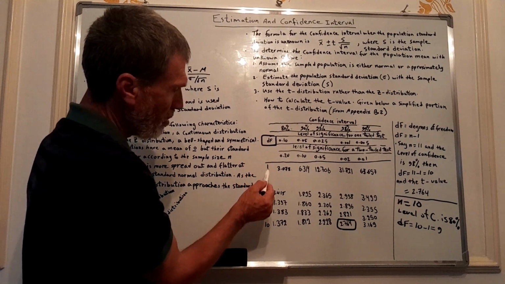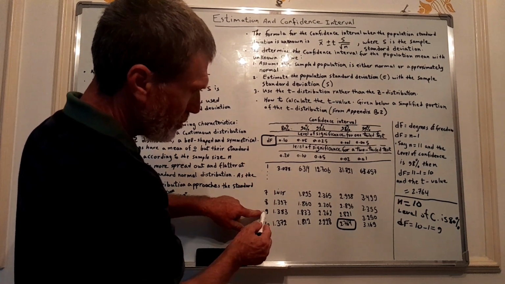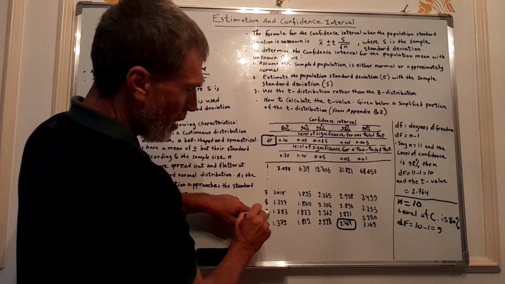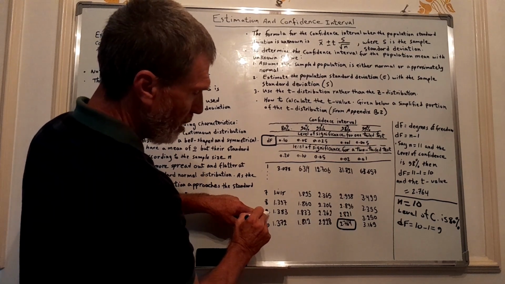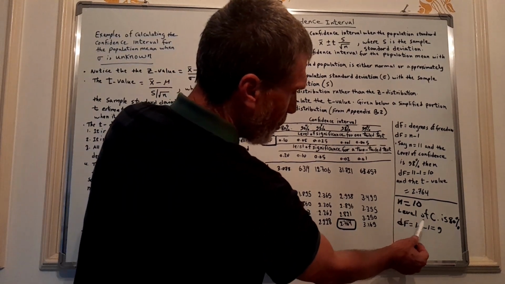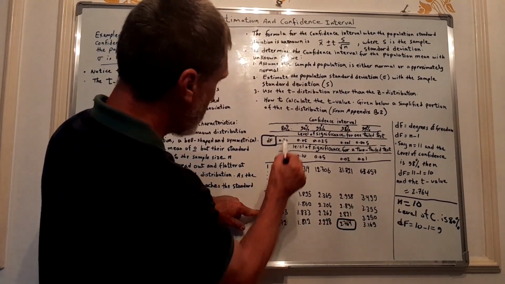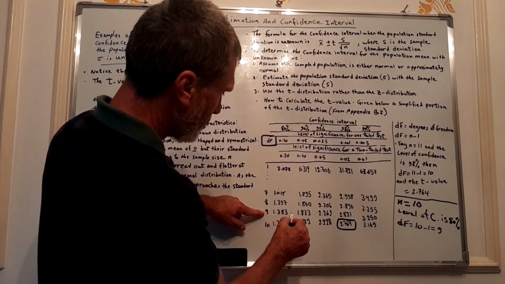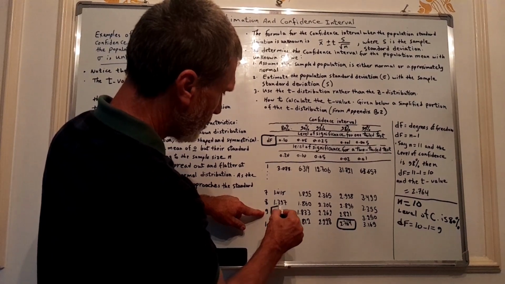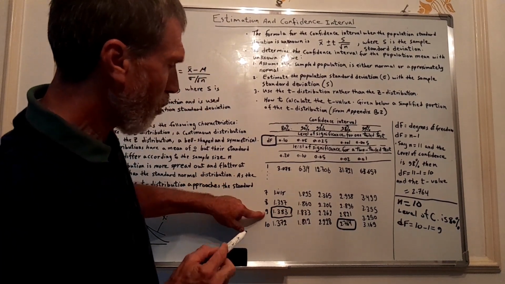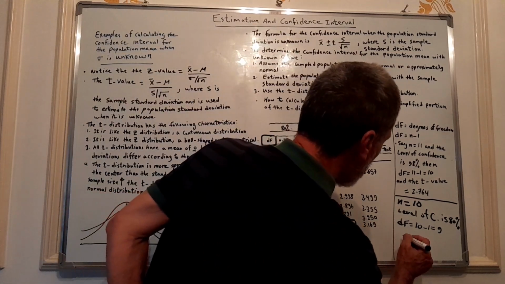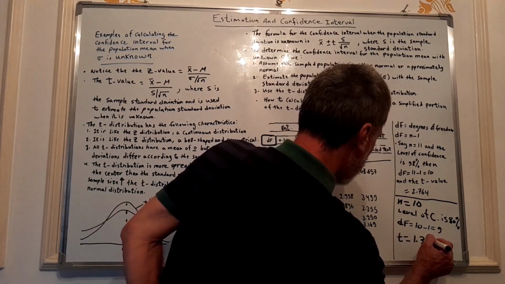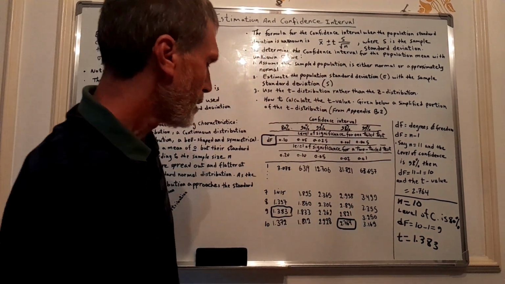As you can see, we move down. Where is 9? This is 9. Then we move horizontally in the row with the 9 degrees of freedom until we hit the level of confidence, 80%. What is 80%? Here. So this is what you get, 9 degrees of freedom, and then we come here. This is the value, 1.383. So t is equal to 1.383. This is the t value.